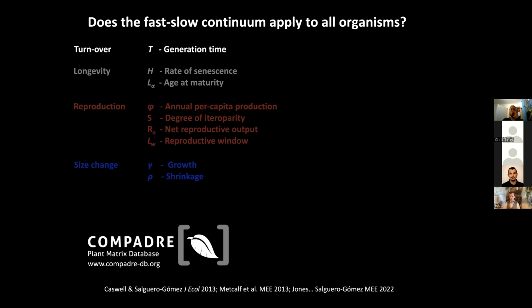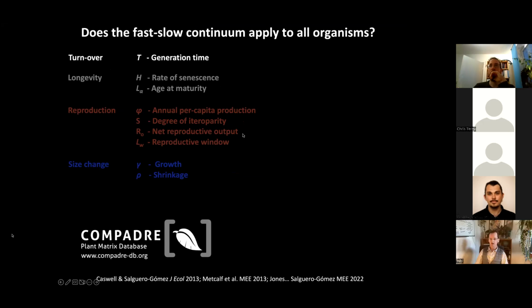reproduce throughout their lifespan, the net reproductive output, which is a measure of demographic success, the number of offspring produced cumulatively throughout the lifespan of the individual, the length of the reproductive window, for how many years does the average individual in a population remain actively reproductive, the rates of growth at the individual level, and also, importantly, because we're talking about species that have the ability to decrease in size from one year to the next, the rate of shrinkage or negative growth.